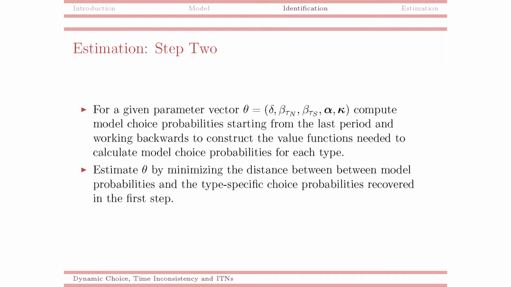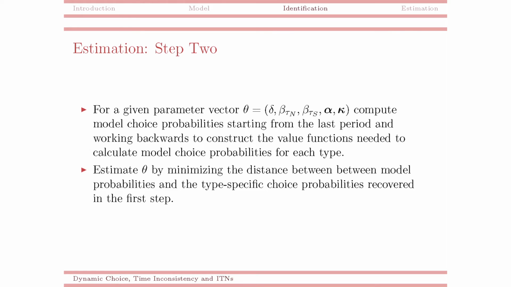So we start with a given parameter vector for time preference parameters as well as risk and cost parameters alpha and kappa. We're going to compute these model choice probabilities starting from the last period, working backwards, construct the value functions, and then we're going to estimate theta by minimizing the distance between these model probabilities and the type-specific choice probabilities that we recovered from implementing Kasahara and Shimotsu in the first step. So that's as far as estimation is concerned.